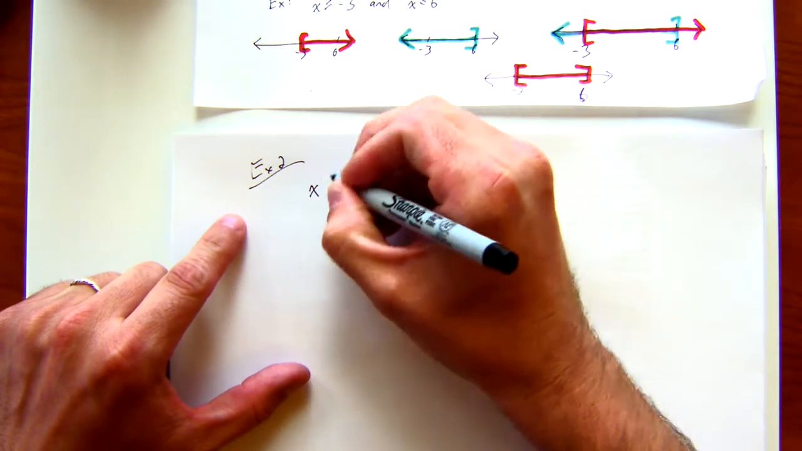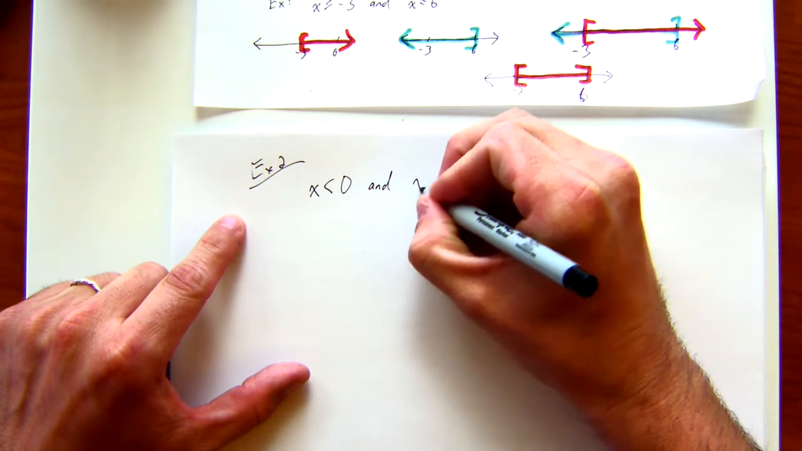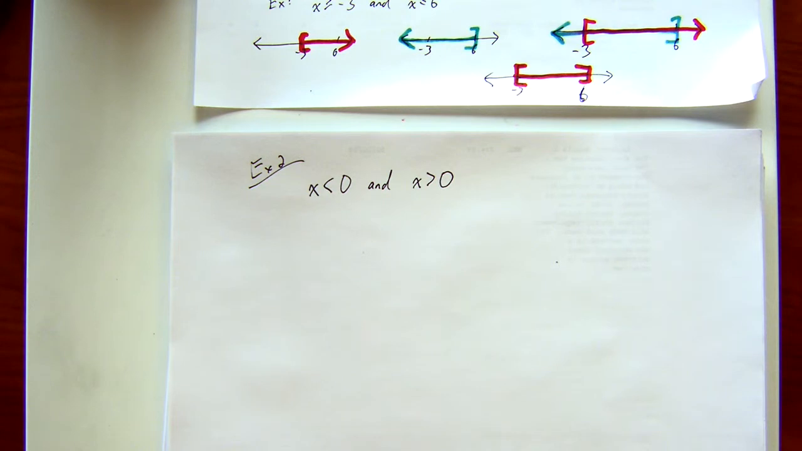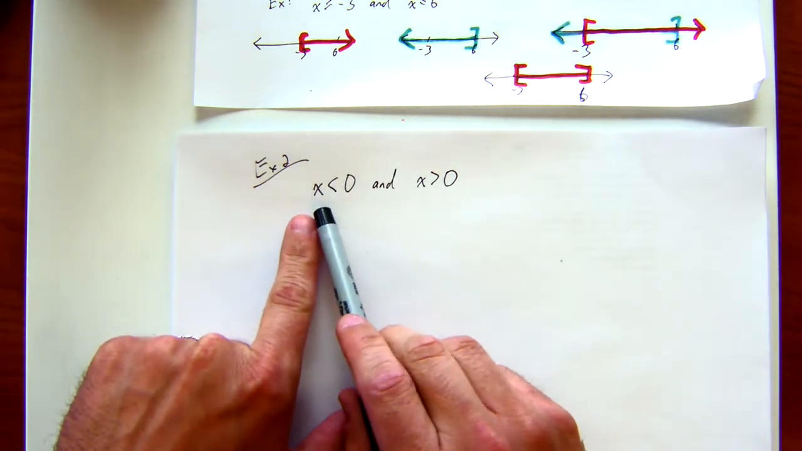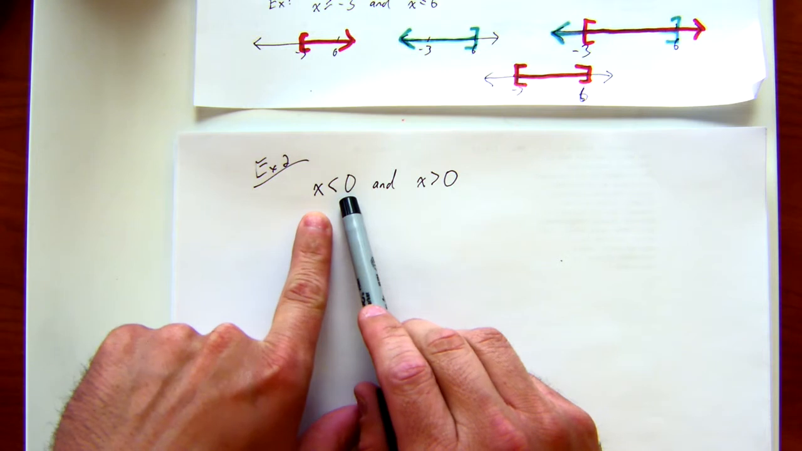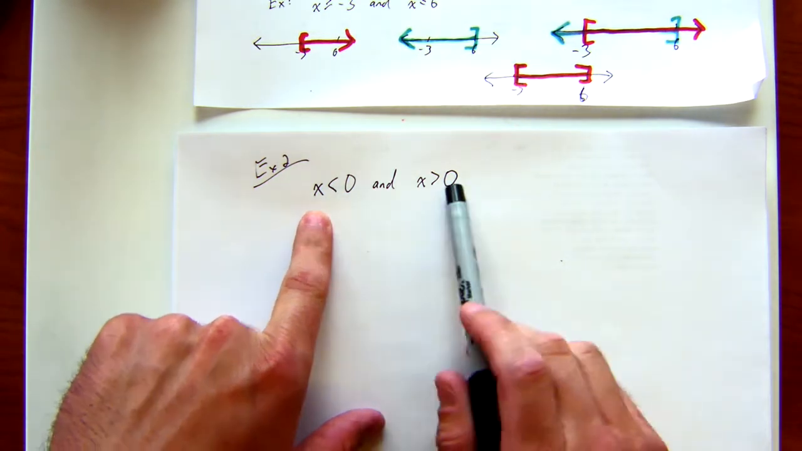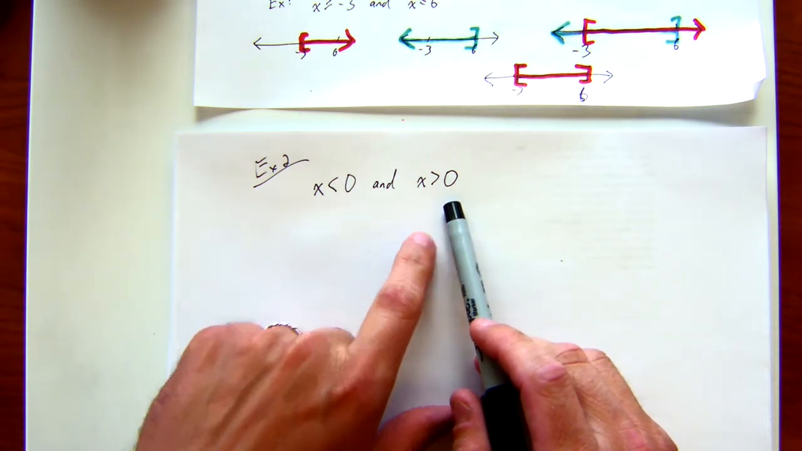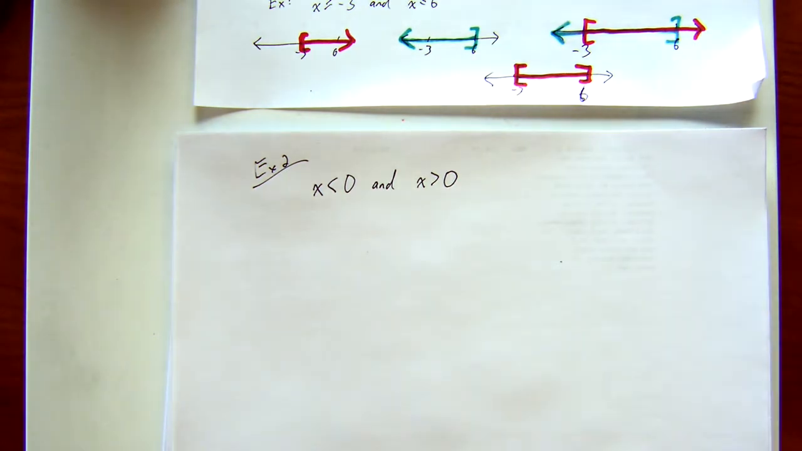What about this one? x is less than 0 and x is bigger than 0. You may not even have to graph this one. Just think about it. So can I pick any number x? And that number is going to be less than 0, which means it's going to be negative. And that number is also, at the same time, going to be bigger than 0, which means it's going to be positive. Are there any numbers that are both negative and positive at the same time? No. So there's no solution.